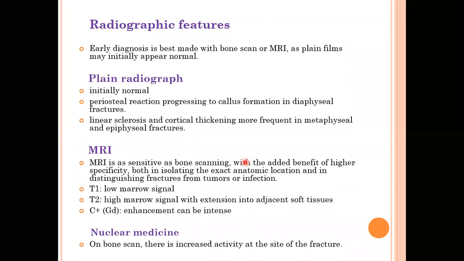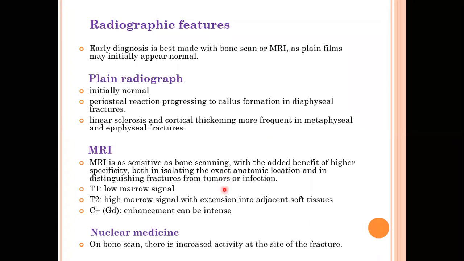Radiographic features. Early diagnosis is best made with bone scan or MRI, as plain films may initially appear normal. Plain X-ray, as we said, may appear normal initially, or may show periosteal reaction progressing to callus formation in diaphyseal fractures, or it may show linear sclerosis and cortical thickening, more frequent in metaphyseal and epiphyseal fractures. MRI is as sensitive as bone scan, with the added benefit of higher specificity, both in isolating the exact anatomical location and in distinguishing fractures from tumors or infection.